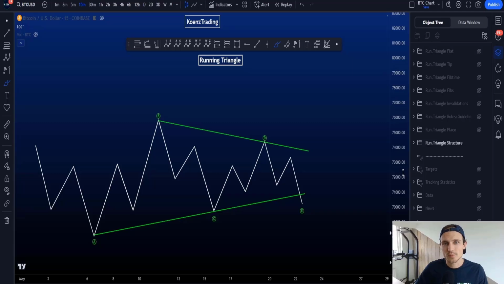This is everything that you have to know about a running triangle. If there are any questions, please make sure to ask.